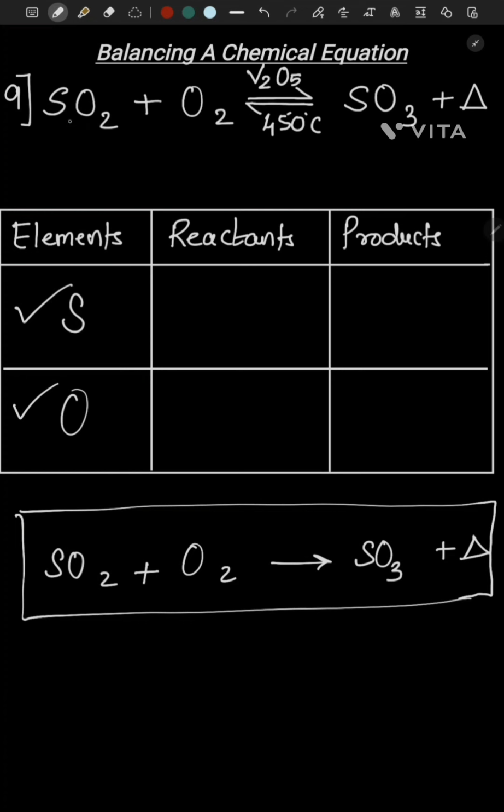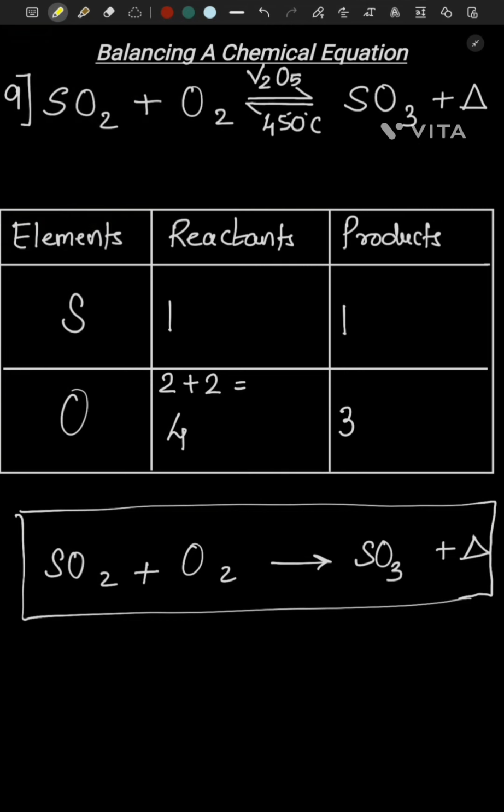Now the number of atoms of sulfur on the reactant side is 1, so I'll just write 1. The number of atoms of sulfur on the product side is also 1, so I'll write 1, which seems to be balanced. Now the number of atoms of oxygen, as there are 2 oxygen here, also 2, here also 2. So what we are going to do is we'll take 2 plus 2, which is equal to 4. And on my product side I have only 1, that is 3.